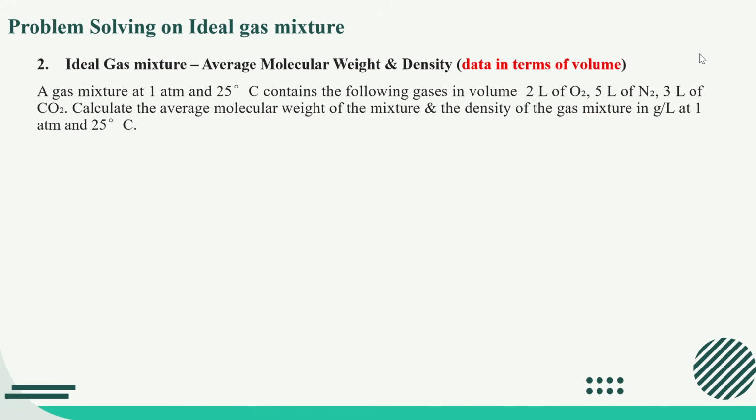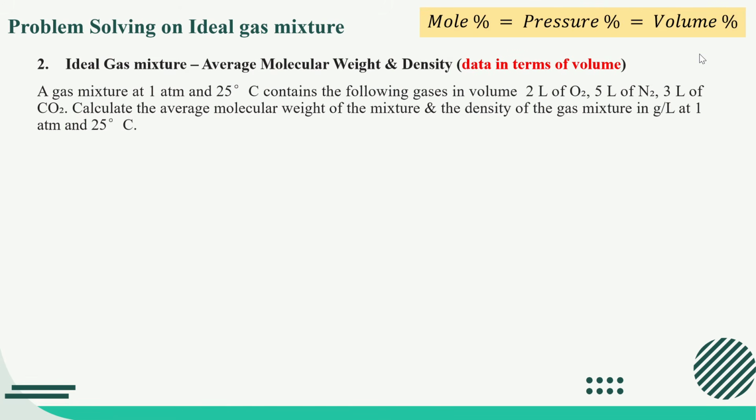We'll move on to the next problem, where we calculate the average molecular weight and density of a gas mixture that behaves ideally. So let's read the question. A gas mixture at 1 atmosphere and 25 degrees Celsius contains the following gases by volume: 2 liter of oxygen, 5 liter of nitrogen and 3 liter of carbon dioxide. We are asked to calculate the average molecular weight and density of the gas mixture at the given conditions.